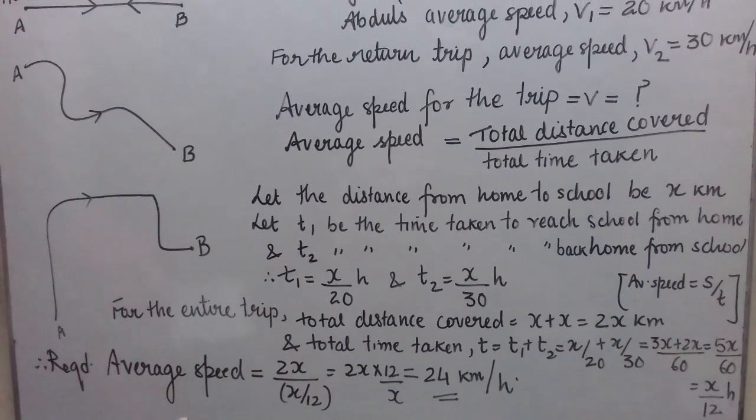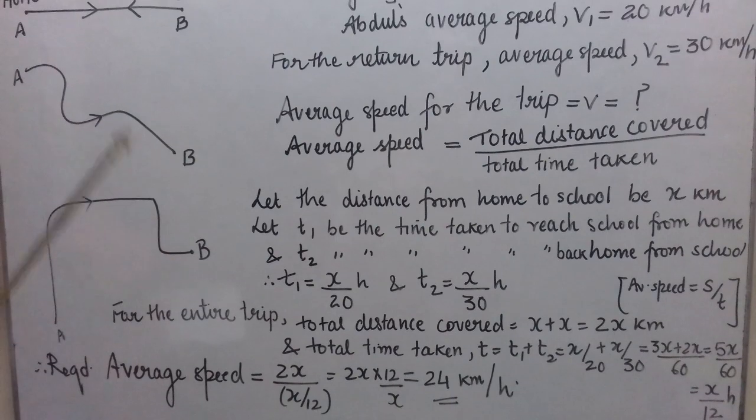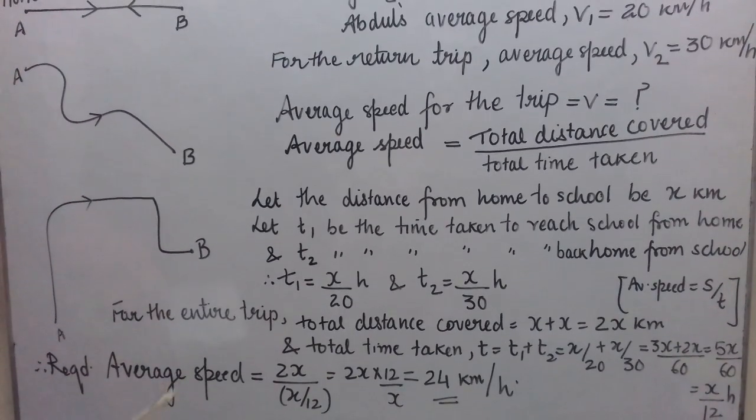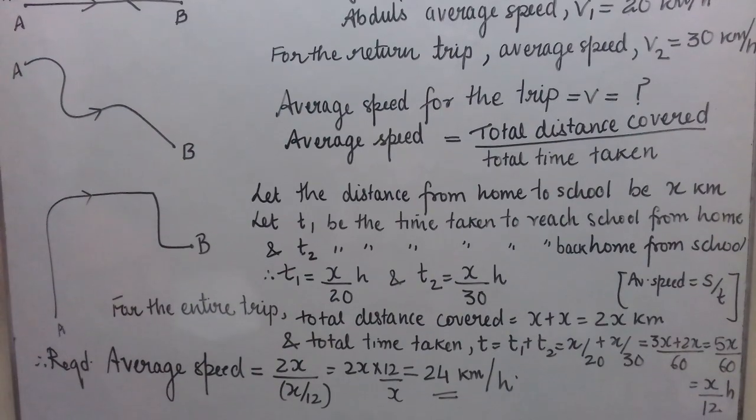So this is the required average speed. So be careful students. Don't use a formula V1 plus V2 upon 2 for this. Follow this method, then only you will get marks. Clear?